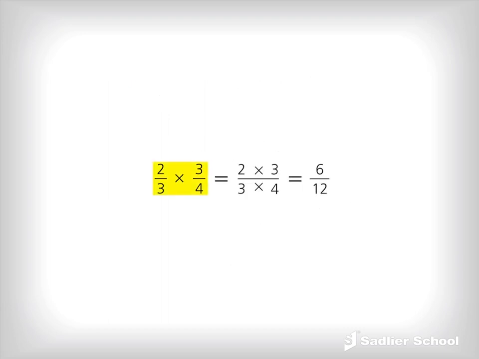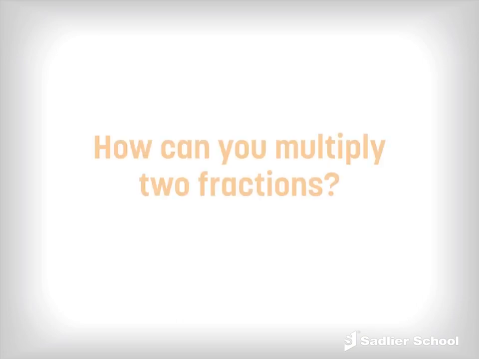To find 2/3 times 3/4, you can also multiply the numerators, 2 times 3, and multiply the denominators, 3 times 4. 2 times 3 is 6. 3 times 4 is 12. So the product is 6/12. Now you know how to multiply two fractions.